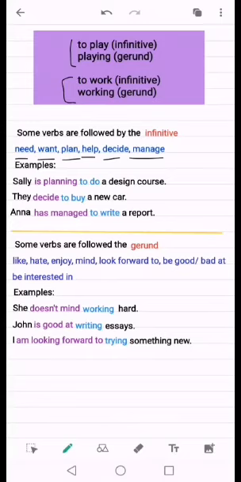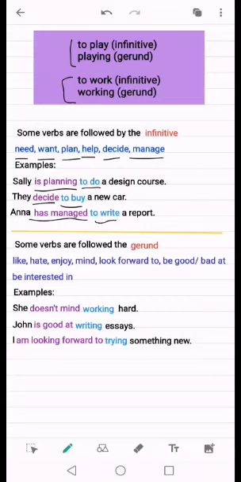Let's explain the first example. Sally is planning to do a design course. Here the verb in this sentence is planning. After the verb plan, we use infinitive, which is to do, okay? In the second example, they decide to buy a new car. Here the verb in this sentence is decide, and after it we use to buy, which is infinitive. Three, Anna has managed to write a report. Here the verb has managed is the verb, and after manage we use infinitive, which is to write.